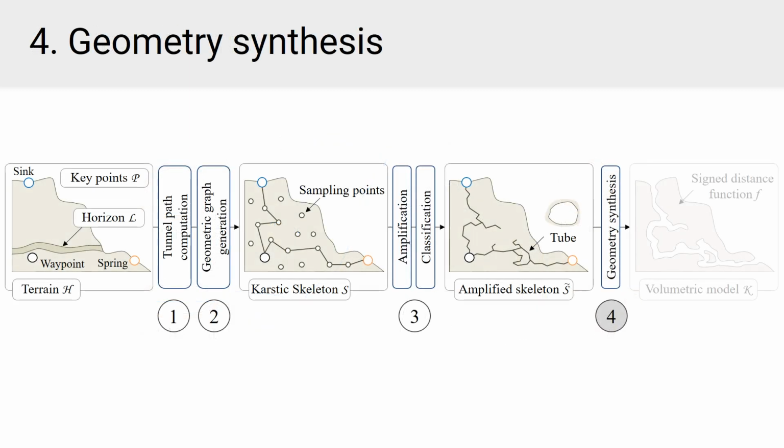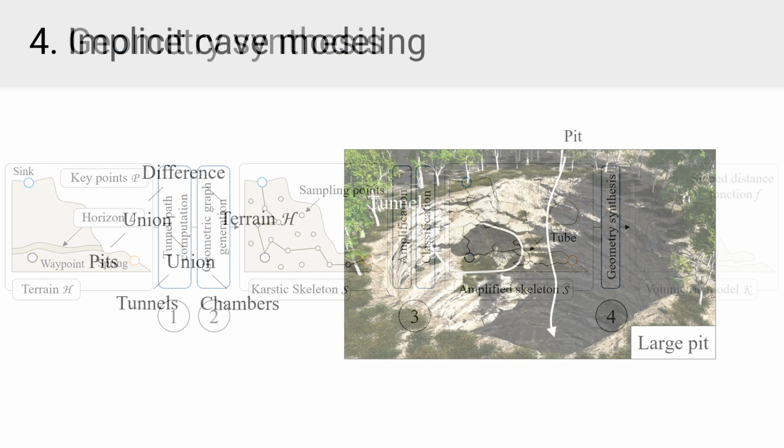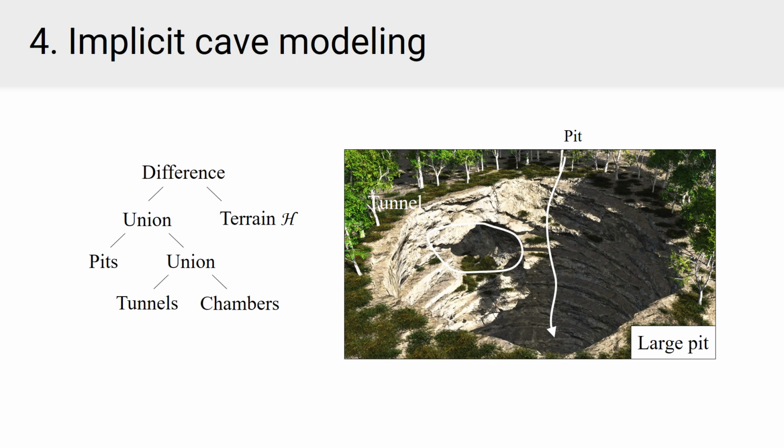We then synthesize the detailed geometry of the tunnels using an implicit modeling approach. Our method relies on a hierarchical construction tree that procedurally defines a signed distance function. We first convert the input elevation model into a signed distance function, then we generate the geometry of the karstic conduits.